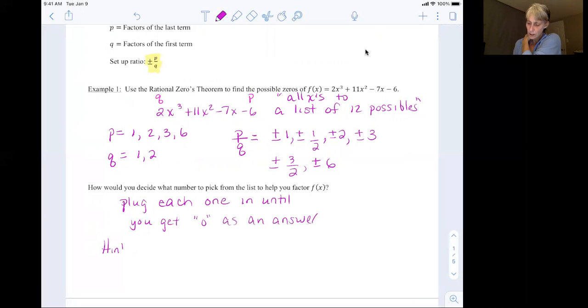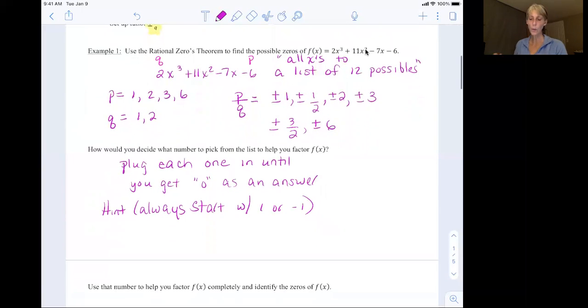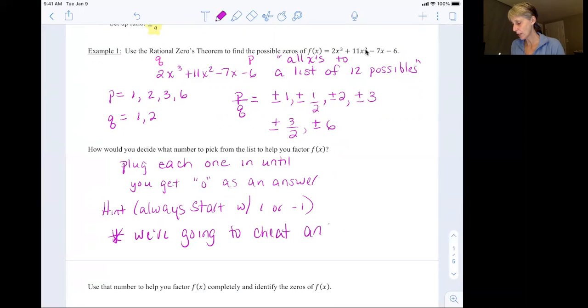Our hint: always start with 1 or -1. Now here's where, because of the technology we have, we're going to steer away. We have to teach you about the rational zeros theorem, but we're going to steer away and make things quicker. So in this course, we're going to cheat and use our calculator.